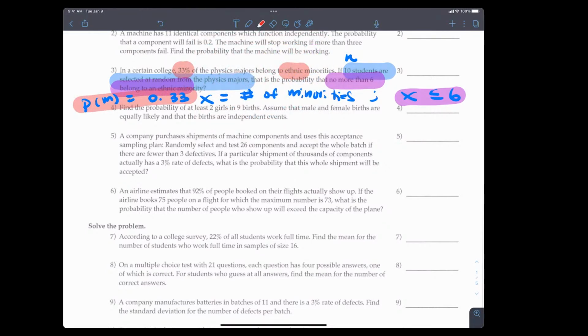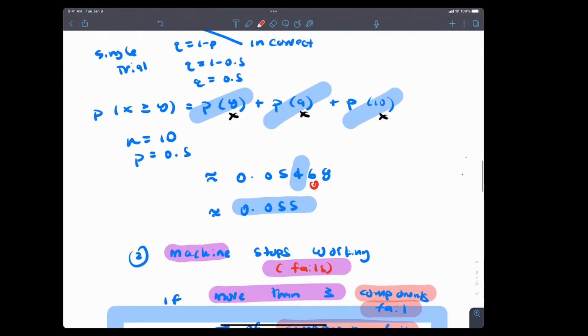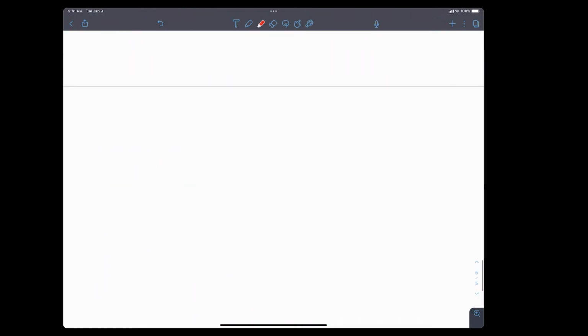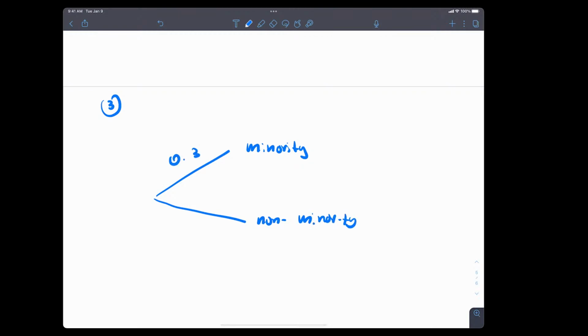Little p is 0.33. Let's keep in mind for number 3, we write it down this way. Number 3 is going to look like this. You're either going to be a minority or you're going to be a non-minority. 0.33 and the complement is 0.67. So this is my little p, this is Q. X, number of minorities, so this is my success. Remember that?